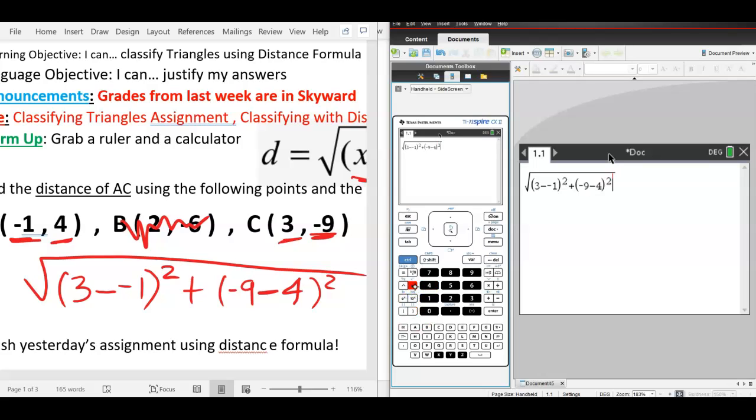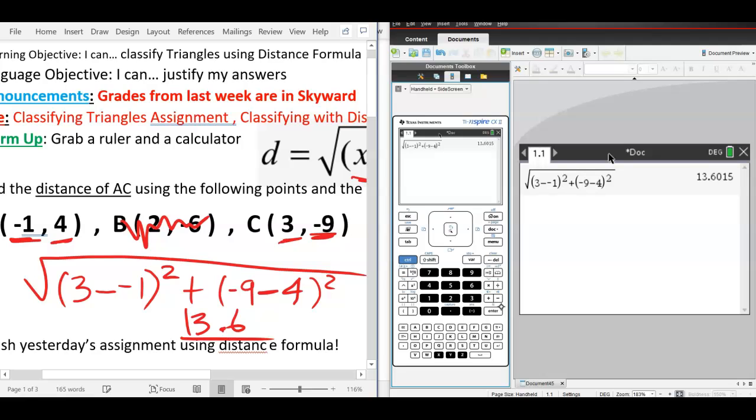See the difference between the minuses and the negatives. It matters, for sure, every time. Okay? Subtract the negative. Okay? If you can type it in correctly, you should get 13.6. Okay?